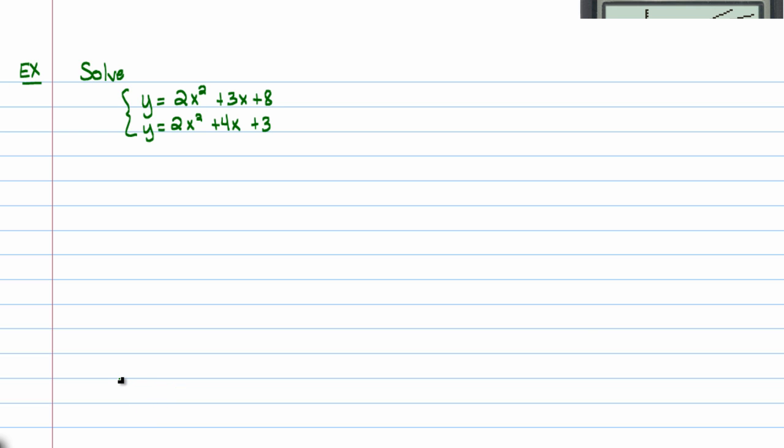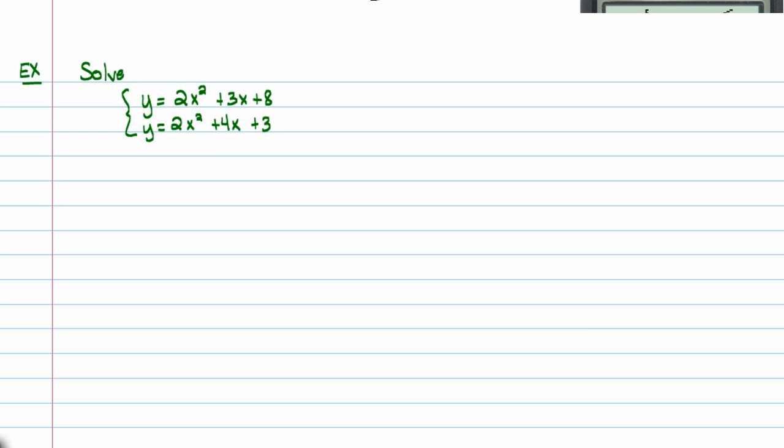So let's try our hand at another system, a nonlinear system. This nonlinear system involves 2 quadratics, or in other words, 2 parabolas. Lots of possibilities for solutions here. But again, they're nice enough to give it to us where it's already solved for y. So we know that y is equal to 2x squared plus 3x plus 8. And at the same time, y is equal to 2x squared plus 4x plus 3.